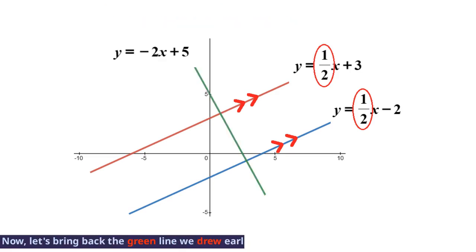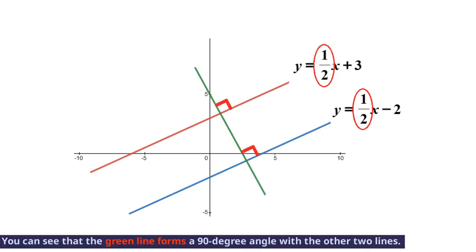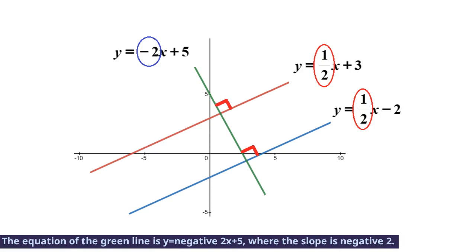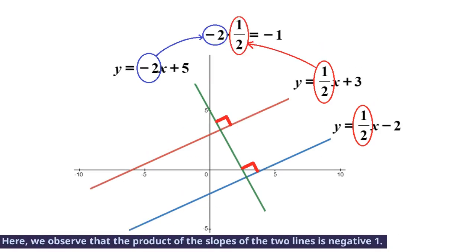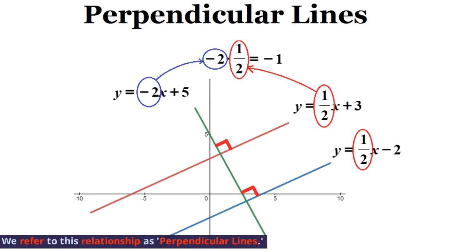Now, let's bring back the green line we drew earlier. You can see that the green line forms a 90-degree angle with the other two lines. The equation of the green line is y = -2x + 5, where the slope is -2. Here, we observe that the product of the slopes of the two lines is -1. We refer to this relationship as perpendicular lines.